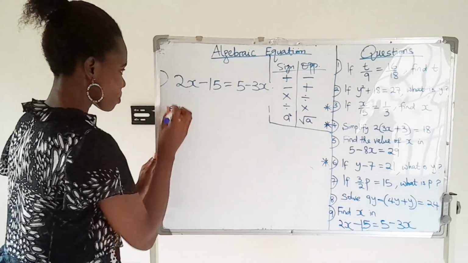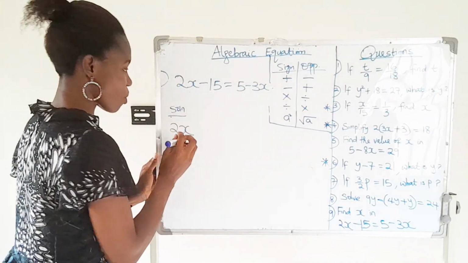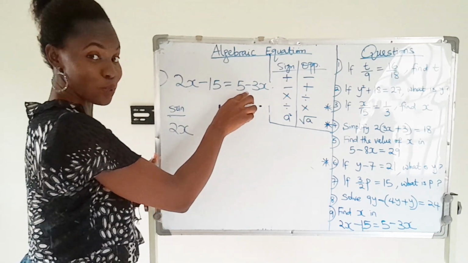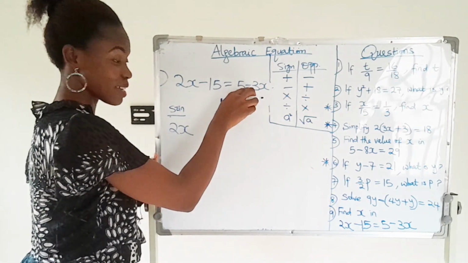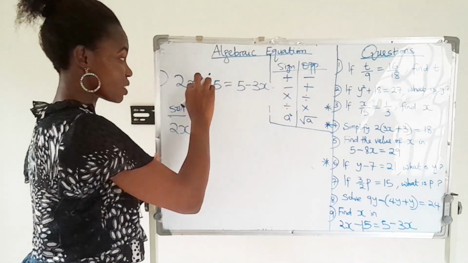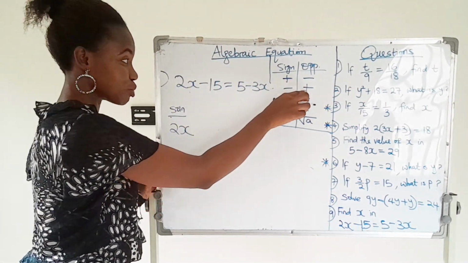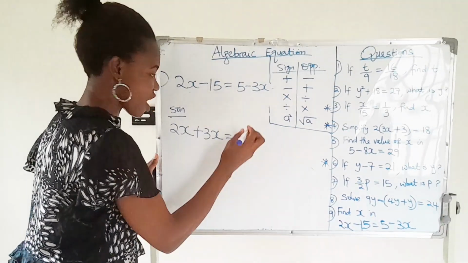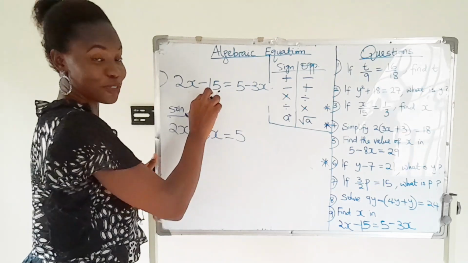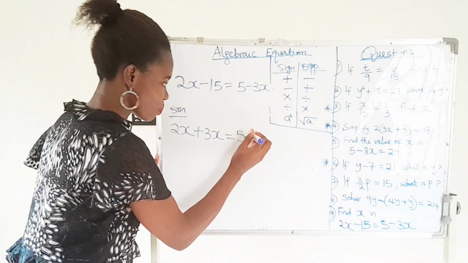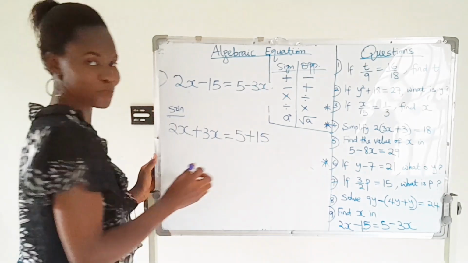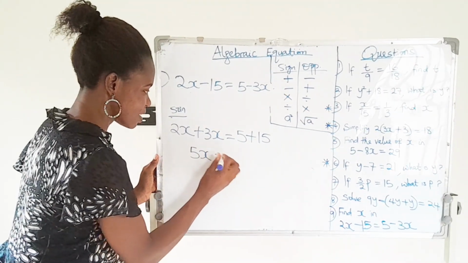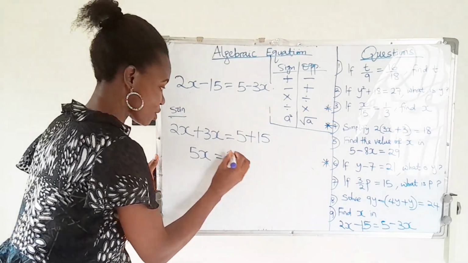Alright, so we have 2x here. Remember our rule that when the equality sign is crossed, we take the opposite of the sign. So this 3x, it has a negative, is minus. So when it crosses the equality sign to go and meet the brother, it will change to positive. So it will be plus 3x equals, this is 5. When this minus 15 crosses to go and meet it, it will take the opposite, which is plus 15. Hope you're following. Alright, 2x plus 3x gives us 5x is equal to 5 plus 15 gives us 20.